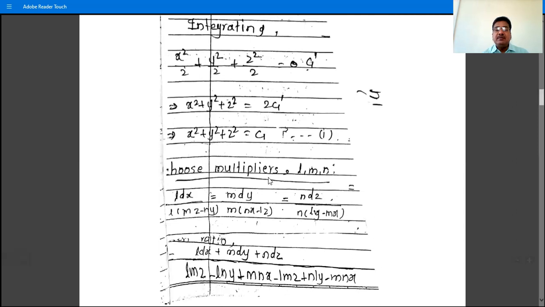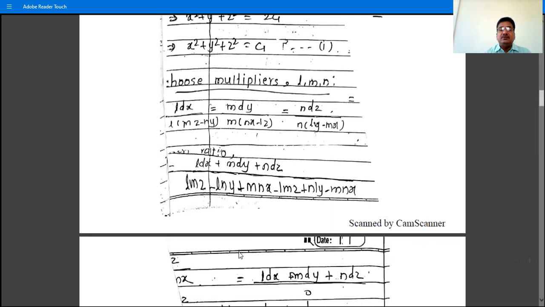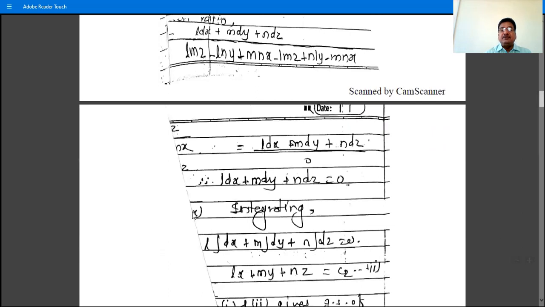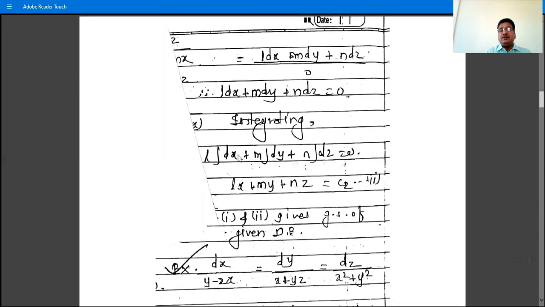Then again choose the multipliers L, M, N. So what happened? L dx plus m dy plus n dz, each ratio is equal to, don't write this step, directly write that each ratio is equal to, and the answer of the denominator is equal to 0. Answer of denominator is 0, and therefore L dx plus m dy plus n dz is equal to 0. After integration, L, m, n are constants. Integration of dx is x, dy is y, and integration of dz is z, and therefore we have Lx plus my plus nz is equal to C2, the second solution.